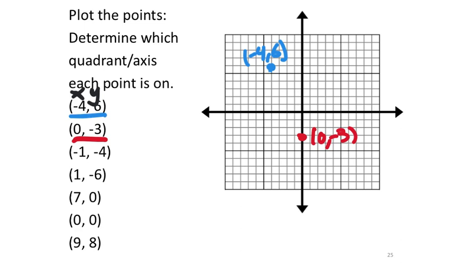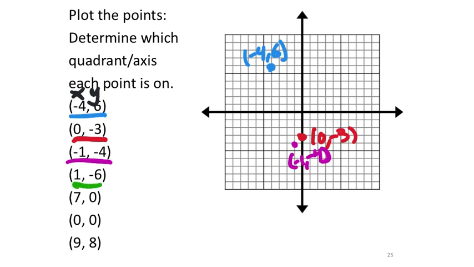Now you'll notice this point that we just put on there is a point that's directly on the y-axis. That is what we call a y-intercept, which we'll identify because it's saying determine which quadrant and stuff. But let's put these on the graph first. So -1, -4. So again, that's left 1 and then down 4. That's this point. It's pretty close. -1, -4.